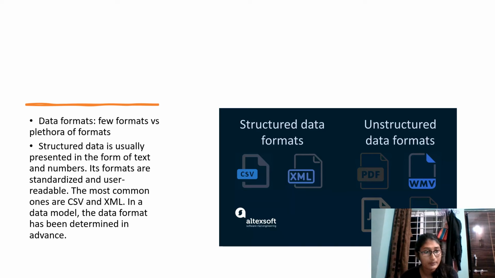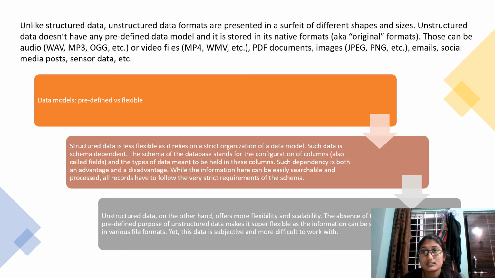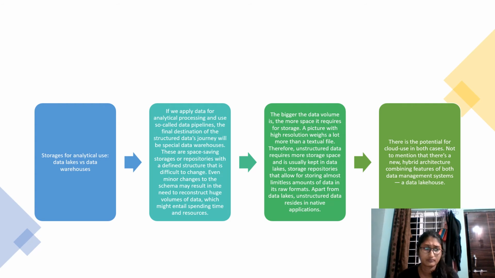The most common ones are CSV and XML. In the data model, the data format has been determined in advance. Structured formats are predefined, while unstructured formats are represented in a variety of shapes and sizes, and unstructured data doesn't have predefined data values. Look at the flowchart and get a brief explanation of predefined versus flexible.